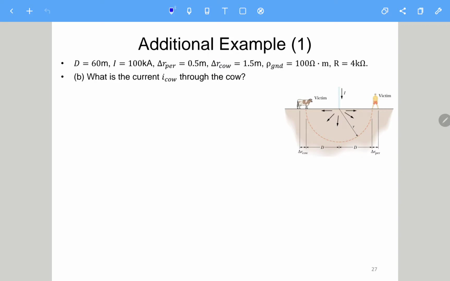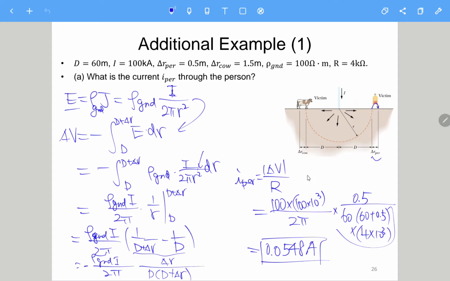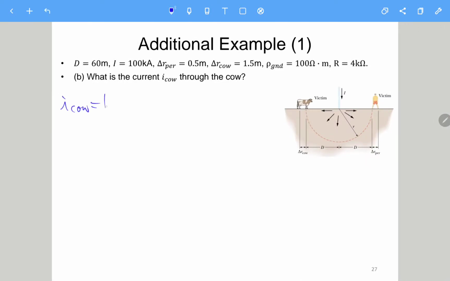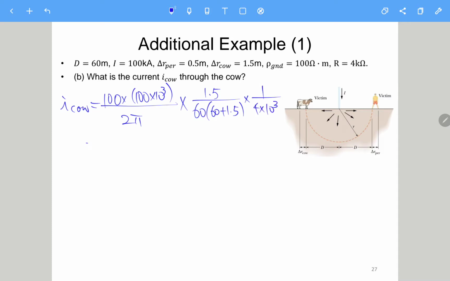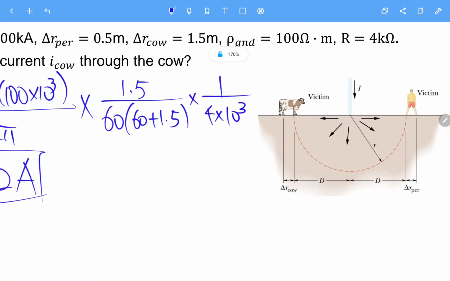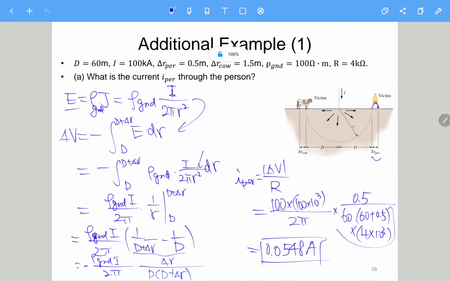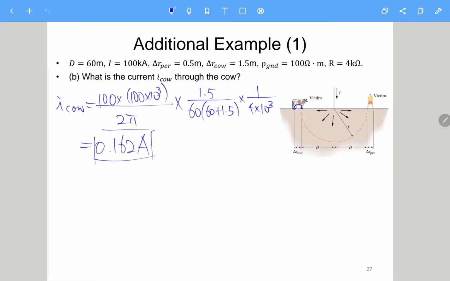Okay, so for the second one, we can simply apply the same equation, but we just replace R person by R cow. So I cow is 100 times 10 to the third power over 2 pi, times delta R cow, which is 1.5, so this is 60 plus 1.5, times 1 over 4 times 10 to the third power. So this number is 0.162 A. So which is larger? For the cow. Okay, like this. Roughly 3 times larger for the cow.